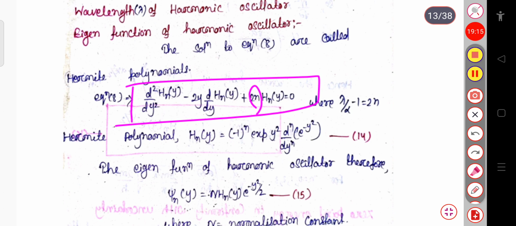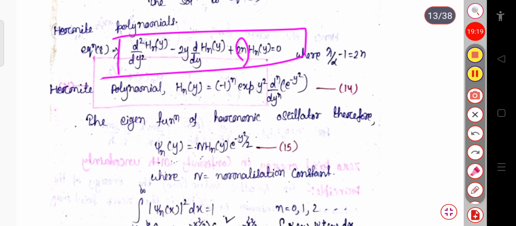So the Harmonic polynomial, that is the solution to this differential equation, will be equal to (-1)^n e^(y²) times the nth derivative of exp(-y²). So here the eigenfunction of the harmonic oscillator, we can write with a normalization constant N, as N Hn(y) exp(-y²/2). This is the solution of the equation.